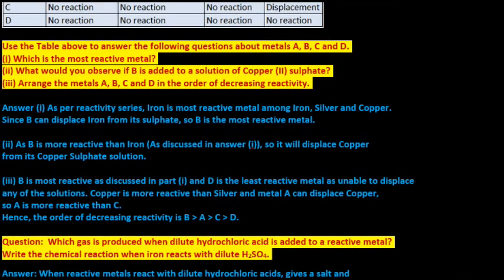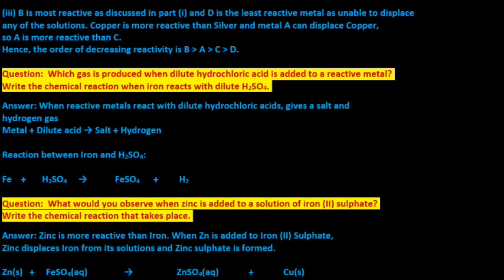Third, B is most reactive as discussed in part 1 and D is least reactive metal as it is unable to displace any of the solutions. Copper is more reactive than silver and metal A can displace copper, so A is more reactive than C.